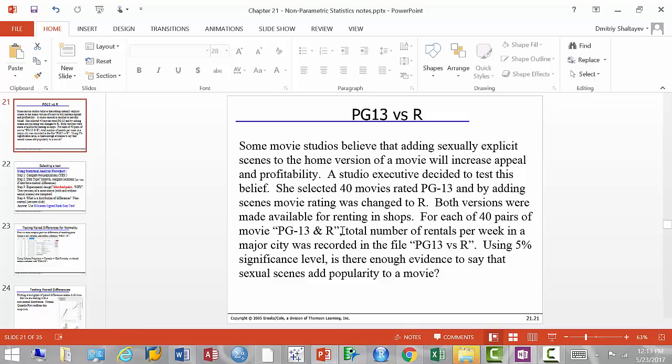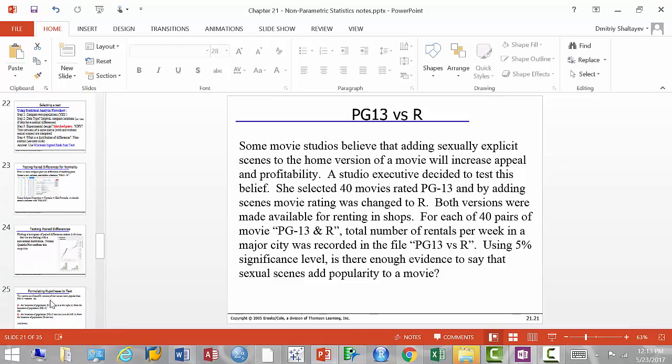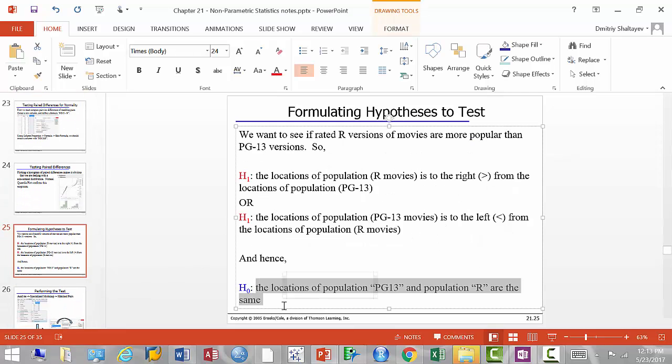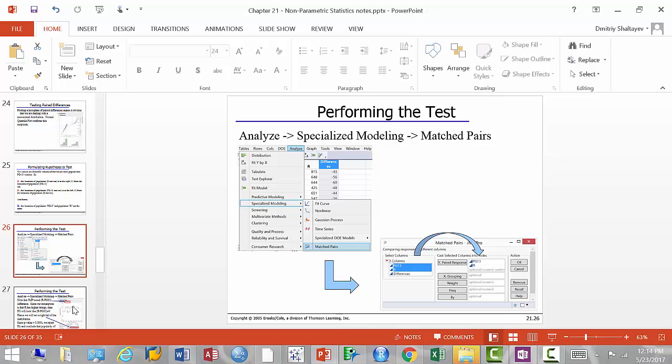So therefore, the distribution of R should be where? Higher or lower than the distribution of PG-13? To the right. Higher, right? It should contain higher numbers in general. And that's precisely what I'm testing. Now, the null says locations are the same, there is no difference. PG-13 and R, same distribution, same location, so therefore no effect. Okay? But my alternative will say that the location of PG-13 is to the left of the location of R, or which is the same, R is to the right of PG-13, right? It has in general higher numbers. Okay? It's heavier towards higher numbers. Okay. Well, without further ado, let's go ahead and do the test.